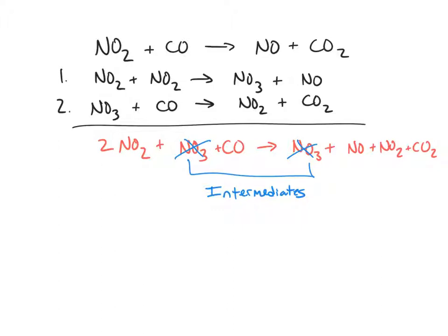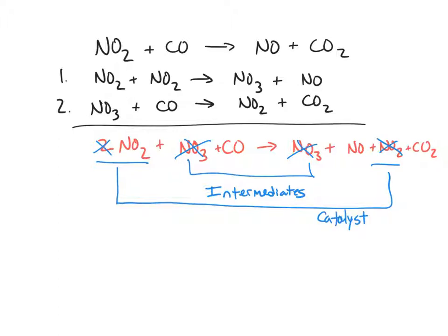Now something else you might see is that I have two NO2s on the left and one NO2 on the right. So one of them is going to cancel out. One cancels out on the left, the only one on the right cancels out. But the fact that I had some NO2 as a reactant and some NO2 as a product in my net reaction means this is in fact considered a catalyst.